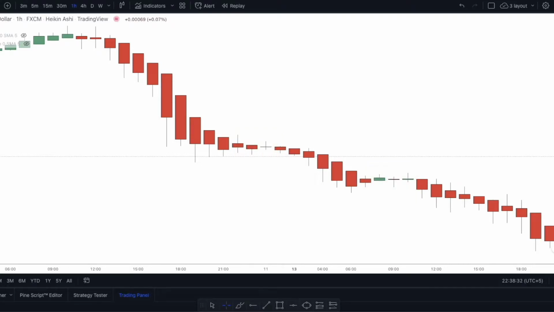Reading and understanding the Heikin Ashi candle is fundamental to our strategy. Now that we have understood what a Heikin Ashi is and how to read Heikin Ashi charts, let's have a look at the Heikin Ashi strategy that we can use to take trades.